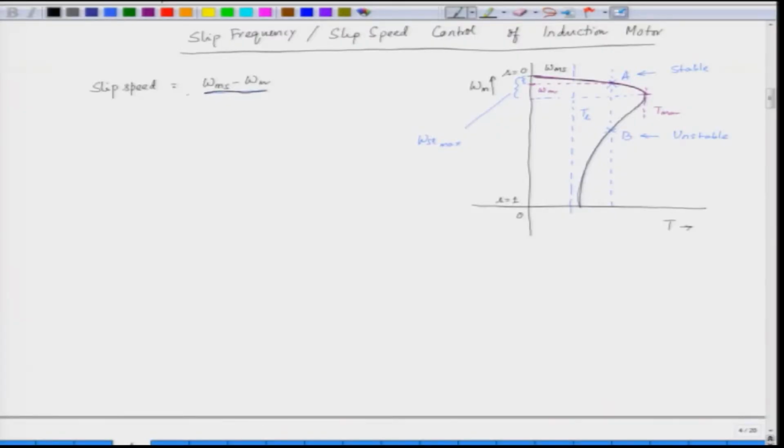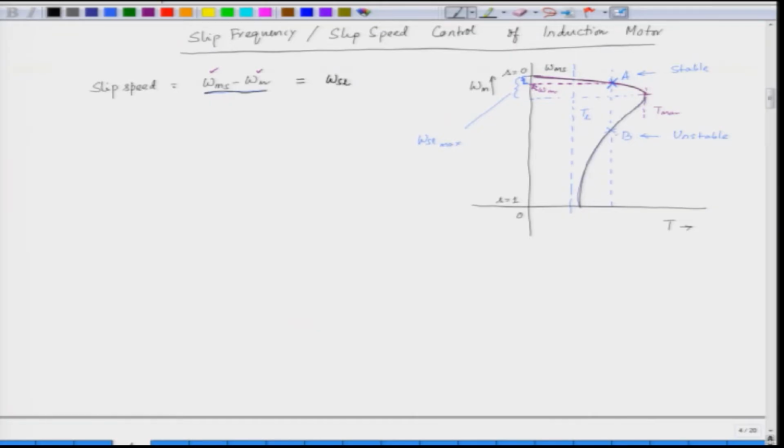The slip speed, as we have discussed in the last lecture, is the difference of the synchronous speed, which is omega ms, and the rotor speed, which is omega m. Basically, if we are operating at, let us say, this operating point, the speed is omega m. Now, the differential speed between the synchronous speed omega ms and omega m is called the slip speed. The slip speed is designated as omega SL.